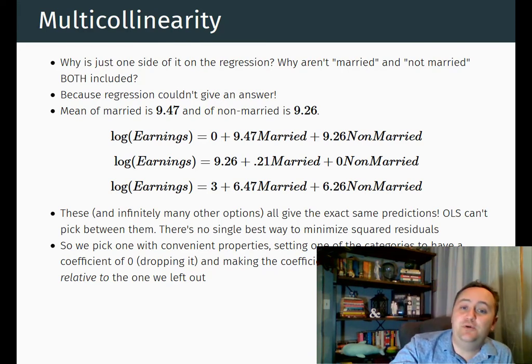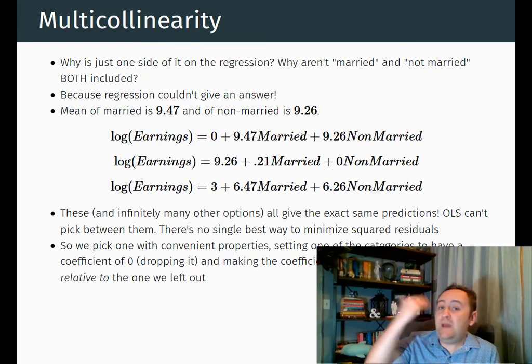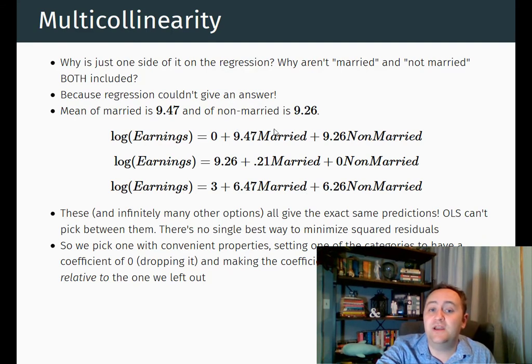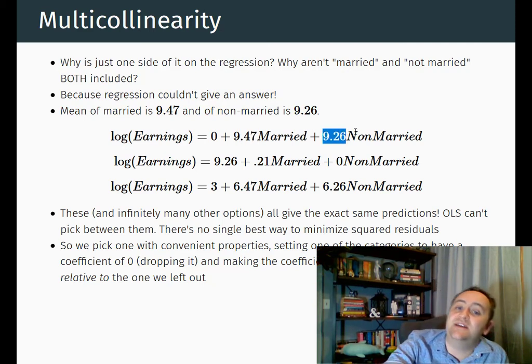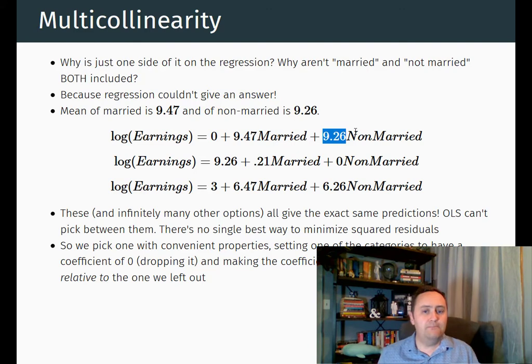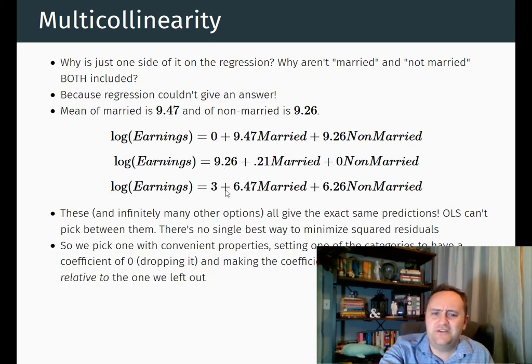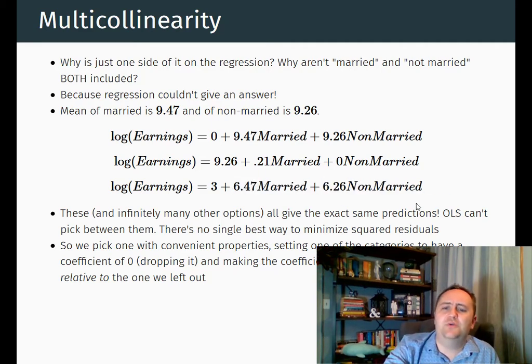So imagine, for example, we did put in both married and non-married, and we're trying to get our best prediction. We want to minimize the sum of squared residuals, but we can do that in a bunch of different ways. So for example, I can plug in those averages that I had before. I can put in a zero for the intercept and say, oh yeah, the average for married people was 9.47. The average for non-married people was 9.26. There we go. That seems good, right? But instead, I could do the version that we had before, where I leave out non-married, and I have an intercept of 9.26, and then the difference of 0.21. Okay, well, that's valid too. But I could also do something weird, like put 3 for the intercept, and then each of the means minus 3 for the individual coefficients.